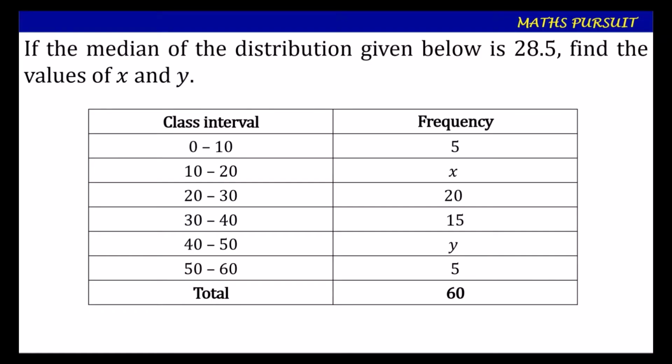The given question is, if the median of the distribution given below is 28.5, find the values of x and y. And they have given the class interval and frequency. So the class interval of 0 to 10 frequency is 5, 10 to 20 frequency is x, 20 to 30 frequency is 20, 30 to 40 frequency is 15, 40 to 50 frequency is y, 50 to 60 frequency is 5, and the total frequency is 60. So guys, let us see how we are going to find out the values of x and y.